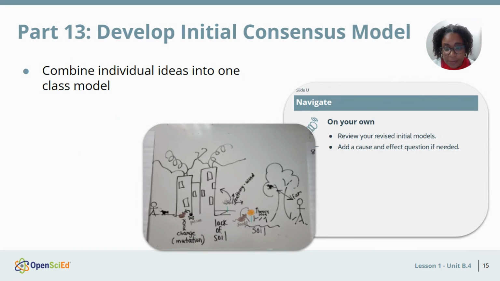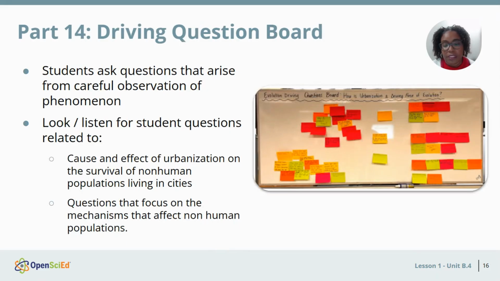The next key moment takes place on part 13 when our students develop an initial consensus model. So here as a class, students combine their ideas into a shared consensus model that represents their collective understanding. The next key moment takes place at part 14 with the driving question board. And students are going to generate questions about what they still don't understand, focusing on cause and effect relationships and mechanisms of change.